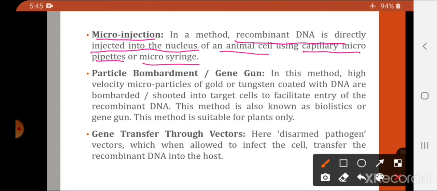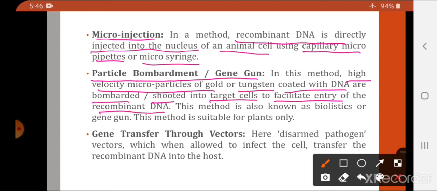Next method is particle bombardment, or also called the gene gun. So what happens in this method? So here the high velocity microparticles of gold or tungsten coated with the DNA are bombarded, or you can say shot, into the target cell to facilitate the entry of the recombinant DNA. So basically here the microparticles of gold and tungsten which are coated with DNA are bombarded directly into the target cell, okay, or they are directly shot into the target cell.